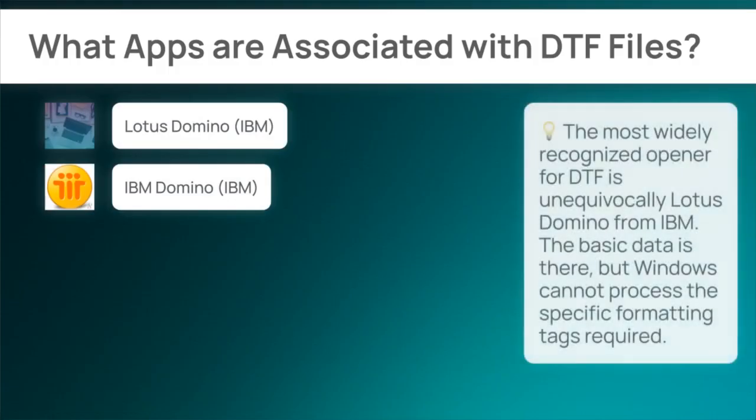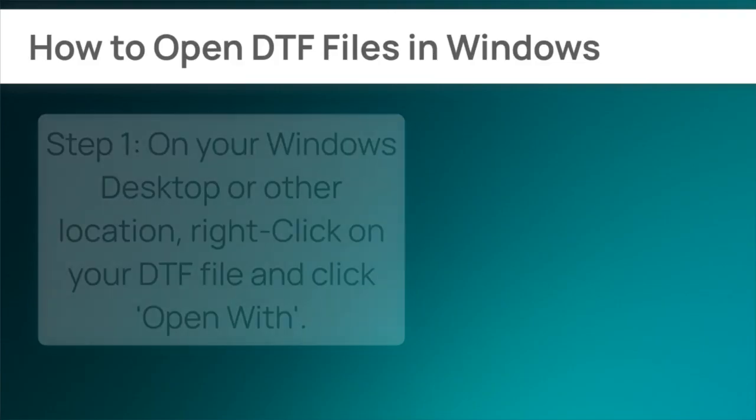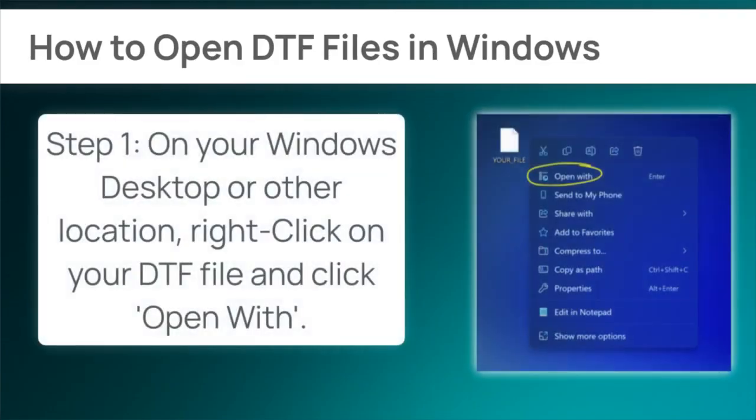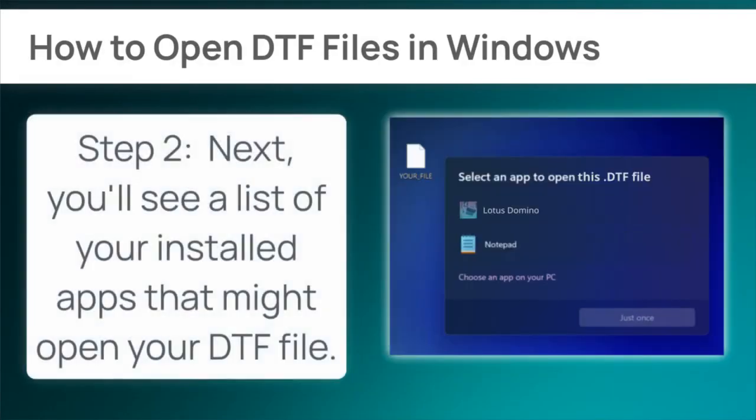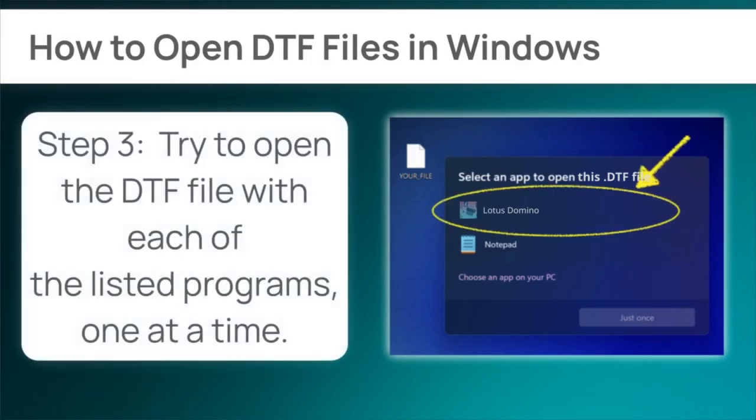The basic data is there, but Windows cannot process the specific formatting tags required. Windows may show the file's presence but not its meaning, requiring specialized software for access. To open this specific DTF file, right-click your file and select Open With. If Lotus Domino is available, use that first. If it's missing, choose another program. Testing is the only way to be sure.